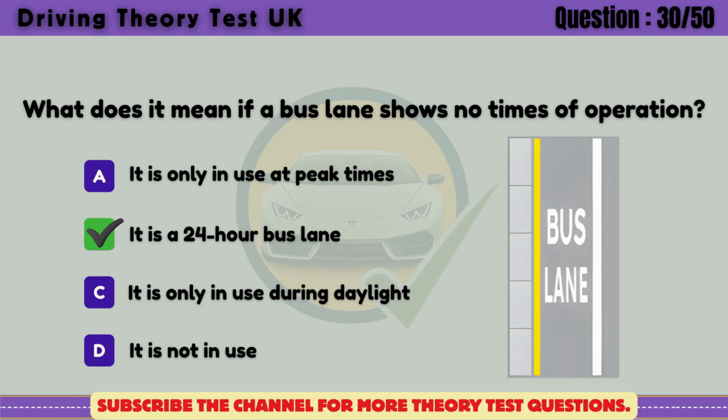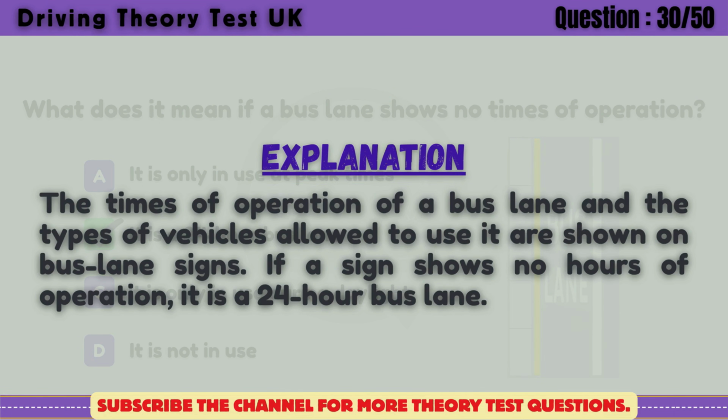Answer is B. It is a 24-hour bus lane. The times of operation of a bus lane and the types of vehicles allowed to use it are shown on bus lane signs. If a sign shows no hours of operation, it is a 24-hour bus lane.